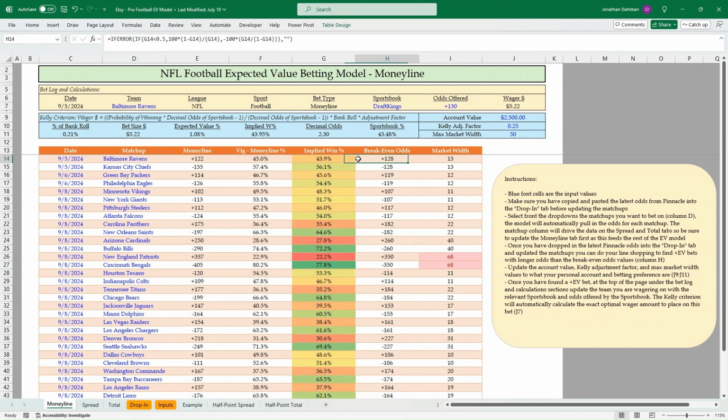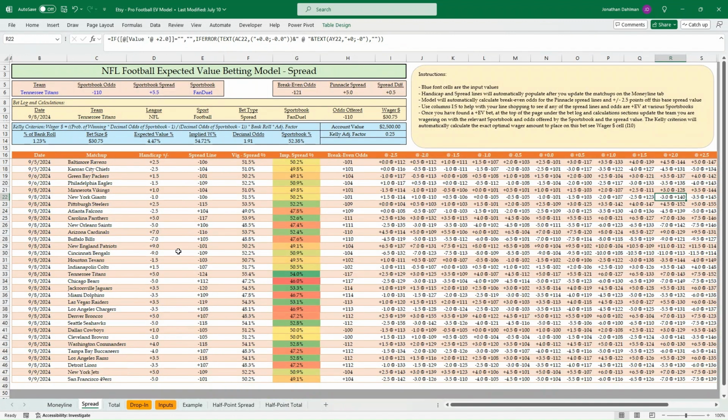So for the Baltimore Ravens here, break even odds are plus 128. DraftKings is offering plus 130. Those are longer odds, so it's a plus EV bet. We should place $5.22 on that money line. Then we flip over to the spread tab. This has the half point logic, where you can take the base spread value offered by the sportsbook, line shop, and look at different half point values. It goes up 2.5 and down 2.5 spread points. So it's very dynamic and really useful to be able to look at different spreads and see what the fair movement is on those.